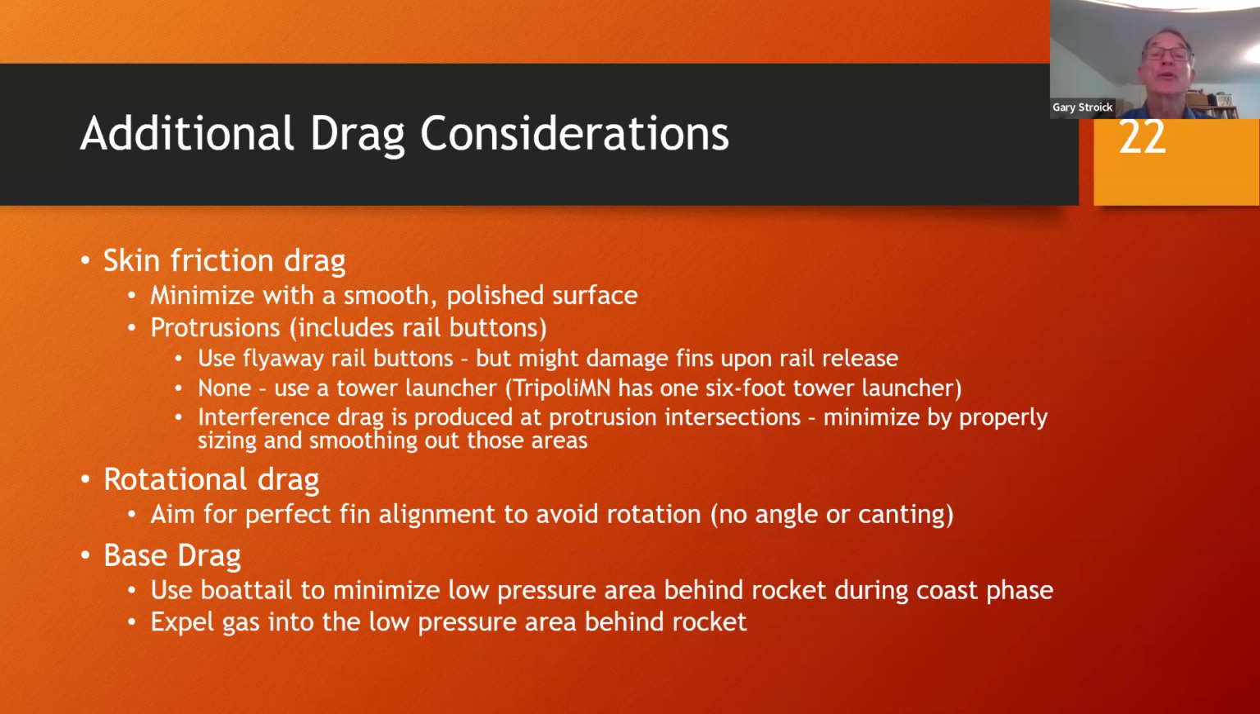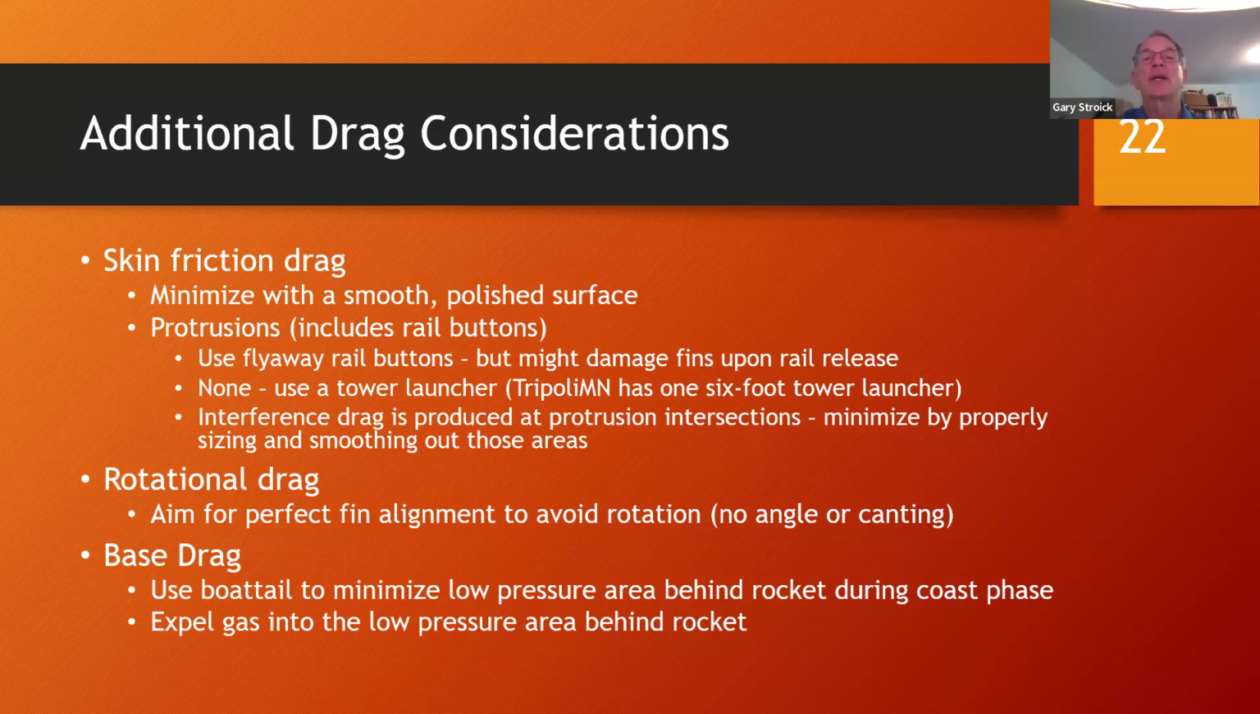Okay, rotational drag. That's to avoid any sort of angling or canting of the fin when it's attached to the airframe. Because if it's angled slightly or canted slightly on the airframe, you can actually create more rotation of the rocket through the air. That rotation creates more drag as the rocket is flying because of the fins, of course. And so you want to minimize that. So you want to try to attach those fins perfectly to the airframe.